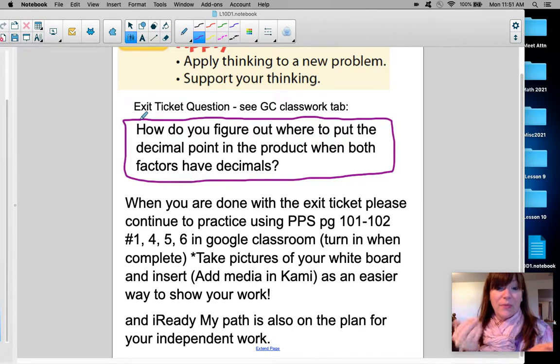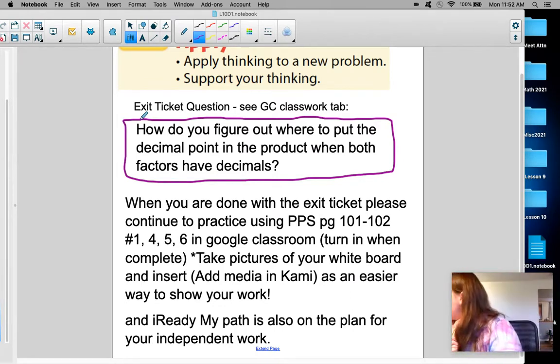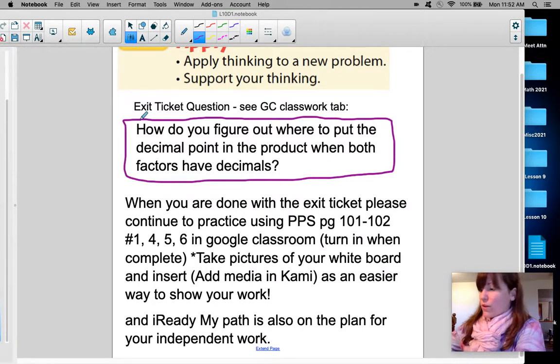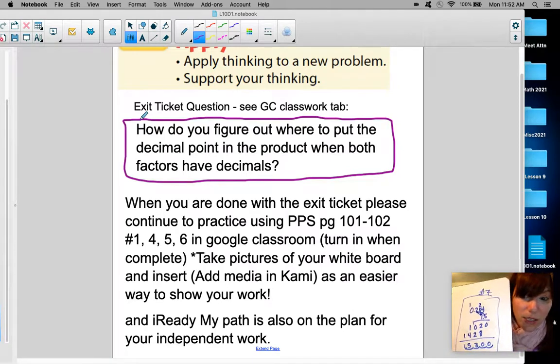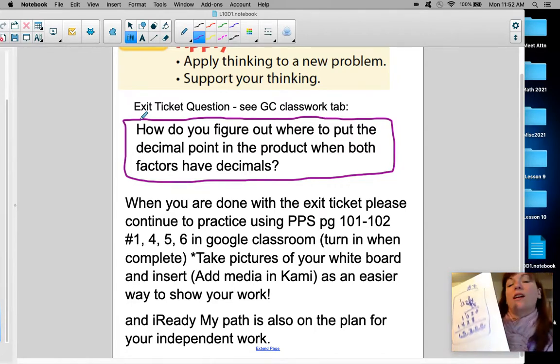When you're done with that, you have some practice in your practice and problem solving pages 101 to 102. There are 4 questions, and I want you to make sure you're turning that in when it's done. But side note, because it is much easier to work on your whiteboard, you can see that I was actually doing that ahead of time. And you can just take a picture of your work like this and attach it and add media in Cami. It's a lot easier than typing it out.